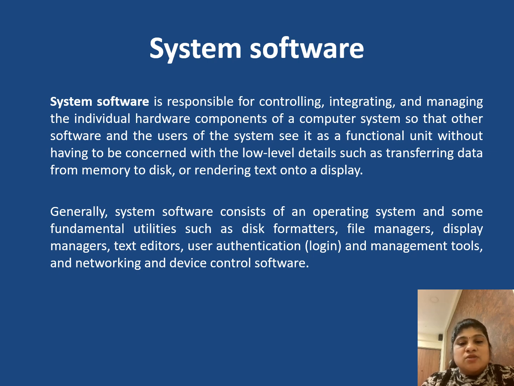System software is responsible for controlling, integrating, and managing the individual hardware components of the computer system. The other software and users can use the system's functional units without any concern for the low-level details, such as transferring data from memory to disk or to the display. Generally, system software consists of an operating system and some utilities such as disk formatters, file managers, display managers, text editors, user login and management tools, and networking device control software.